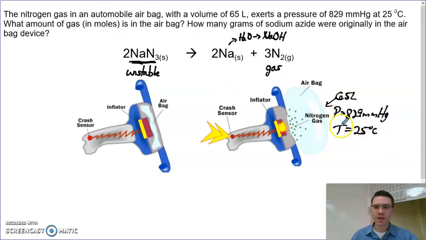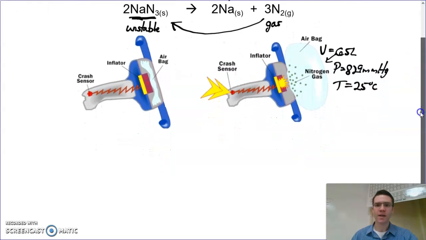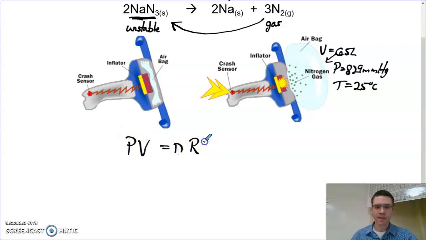So we've got a pressure, a temperature, and a volume here. We can use the ideal gas law to solve for this. And then how many grams of sodium azide were originally in the airbag device? So we're going to go from our nitrogen back to our sodium azide once we know the moles using stoichiometry. And that's all there is to gas stoichiometry. So the first thing we want to do here is calculate our number of moles of gas. And if we're given a pressure, volume, and temperature, we're going to use the ideal gas law. P times V equals nRT.